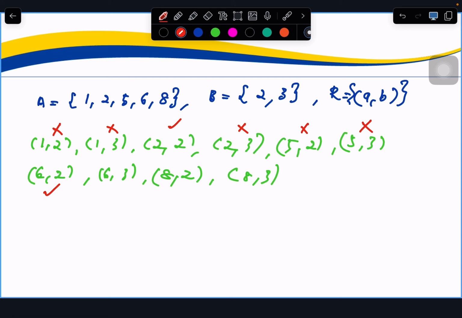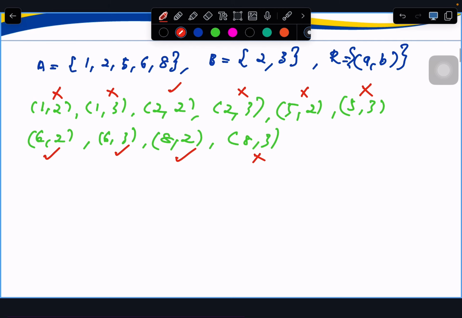Yes, no? Now we have two different answers from the same question. We have the same input but different output now. 6, 3? Yes or no? Yes. 8, 2? Yes. 8, 3? No. Okay, so what is your answer for R now? So therefore R is 2, 2, 6, 2, 6, 3, and 8, 2.